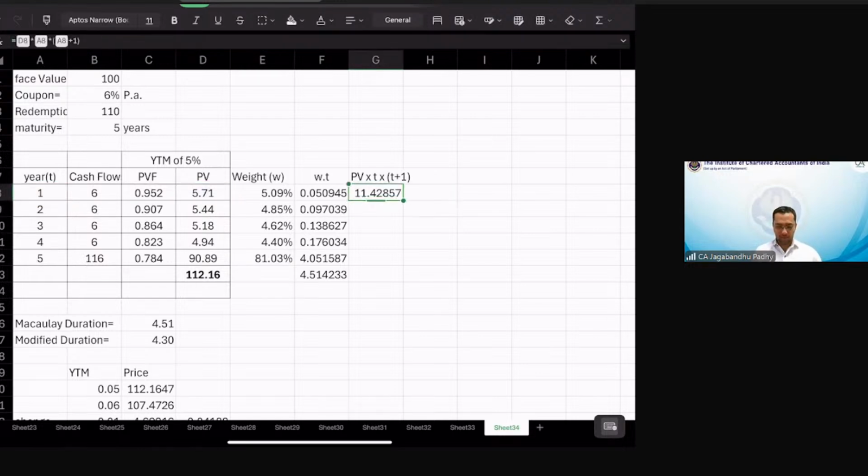Okay, and then we just take a total of it.